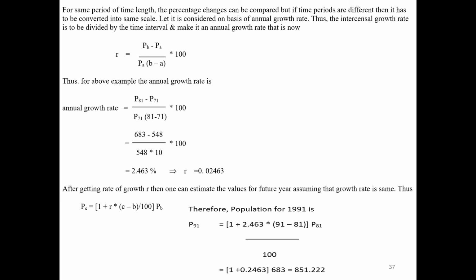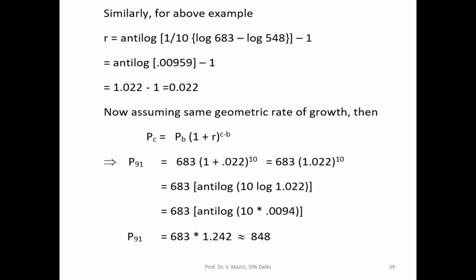and there it was 2.463% arithmetic growth, and the geometric growth works out to be 2.2% very easily. So assuming the same geometric growth rate formula, now again for 91 population we are going to compute it. So the 81 population 683 into (1 plus R, 0.022) raised to the power 10 years, that is 1991 minus 1981. So it works out to be 848.